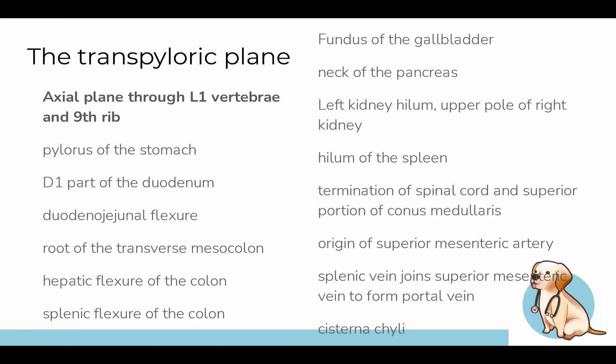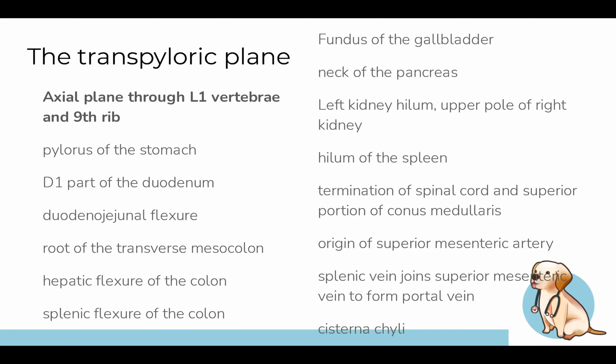So I'll just quickly mention the transpyloric plane. We might come back to it next week, but just so you can start getting this into your head right now, the transpyloric plane is essentially an axial plane. If you were to cut someone in half through the L1 vertebra and the 9th rib, you'll see a lot of these organs. And it's just really helpful when you're doing imaging in particular and you're trying to figure out what everything is. You know that you're above the L1 or below the L1, you know what you're sort of looking for. So we'll probably go through this more next time, I reckon, when it makes a bit more sense.